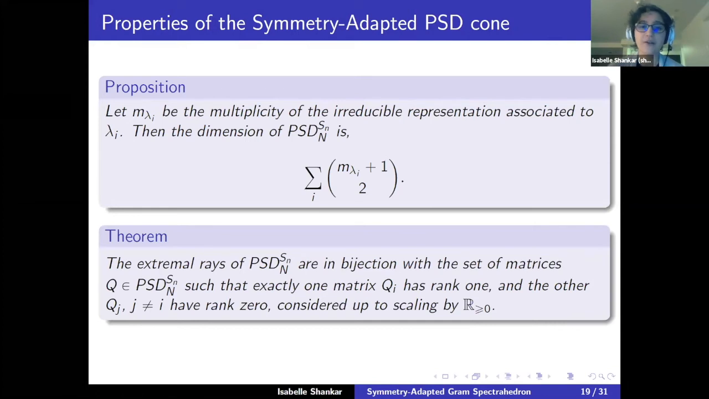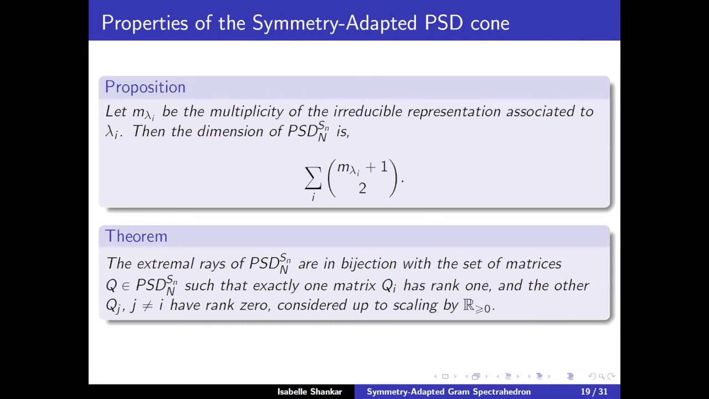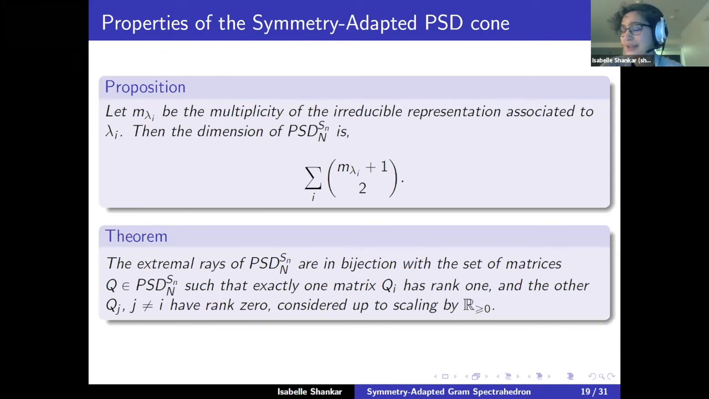But before I do, are there any questions about this? Can I ask a question about this? Yeah. So if you want to find all extreme rays, do you vary over the Qi? Is that what you do? This theorem? Yes. If you want to find all the extremal rays, you would need to find, up to scaling, all rank 1 matrices of each Qi.